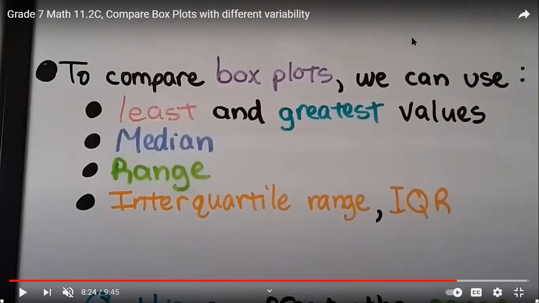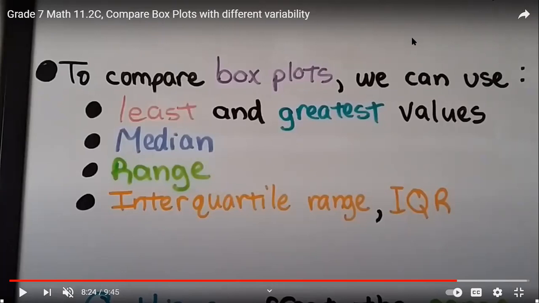What is the IQR? I stands for inter, Q for quartile, R for range. Thank you so much. So IQR denotes interquartile range.